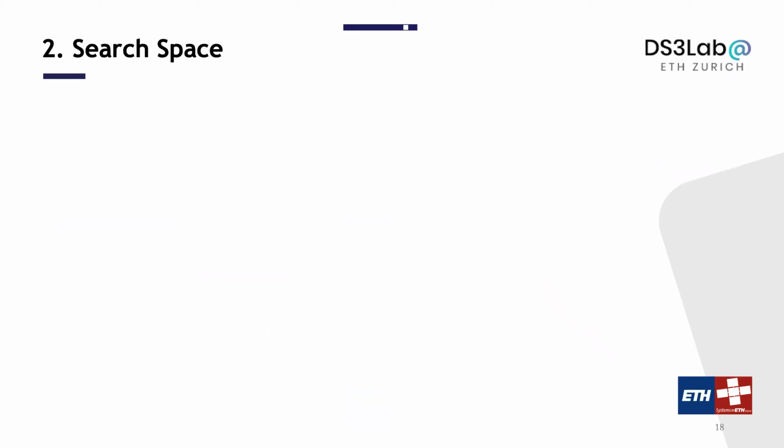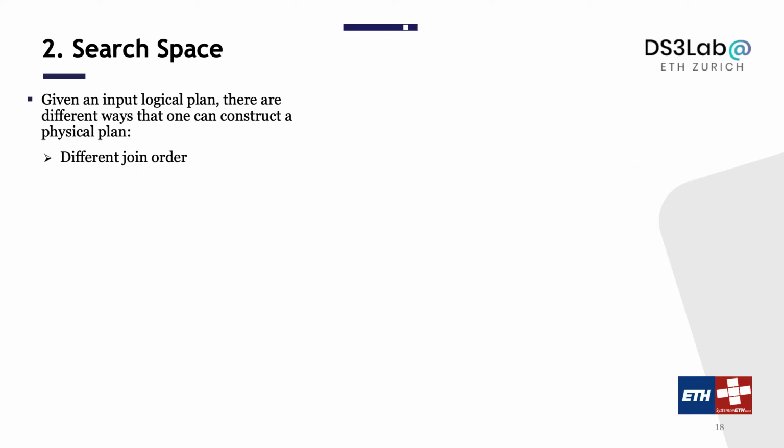Once we decide on the execution model, now let's talk about the second question. Given a logical plan, how can I define my search space? If you give me a logical plan, I can generate a whole bunch of physical plans by playing with different things. I can play with the join order. Your logical plan has R join S join T, and I could do S join T join R. So I could join the relations in a different order.